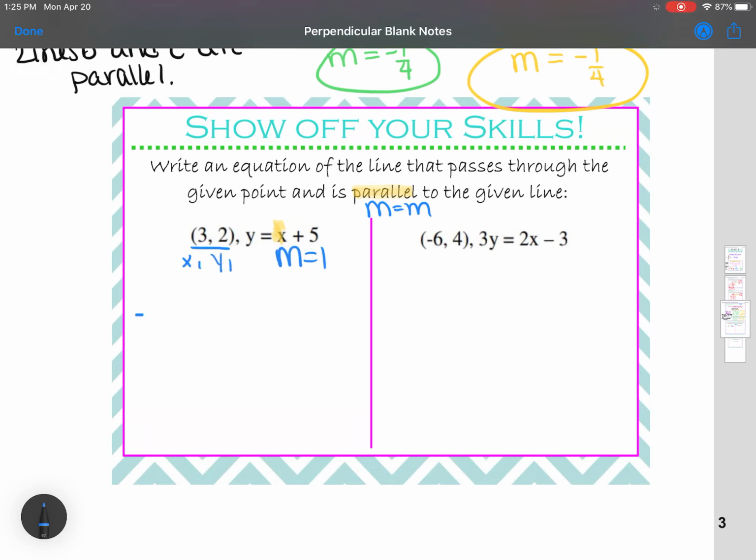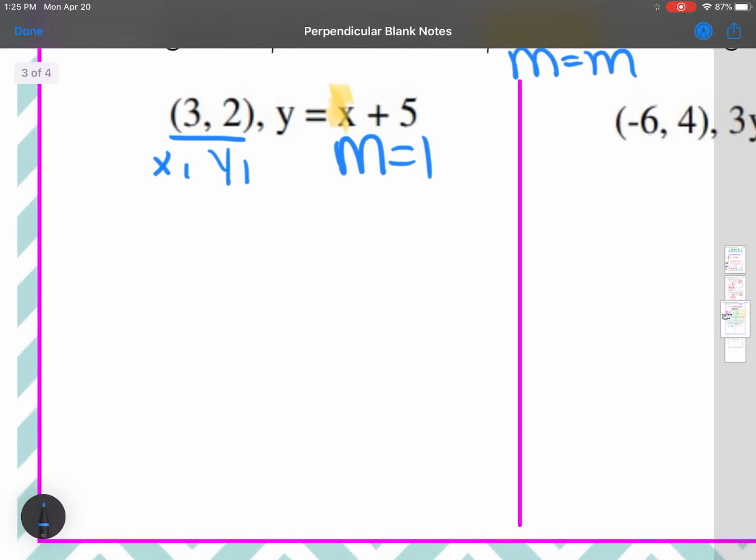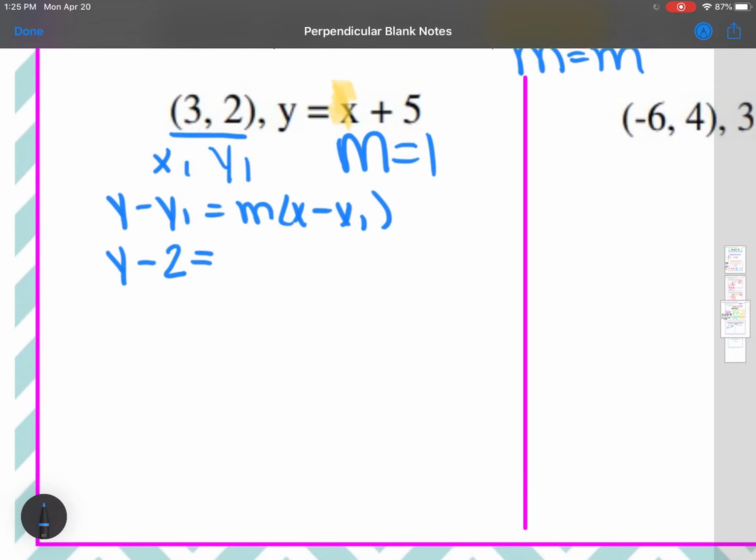And I have x1, y1 to write my equation. Now I'm going to zoom in so I can write it. So, y minus y1 equals m times x minus x1. I always have to write out my equation so I don't forget where things go. Y minus y1 is positive 2 equals m, my slope is 1, times x minus x1 is 3.